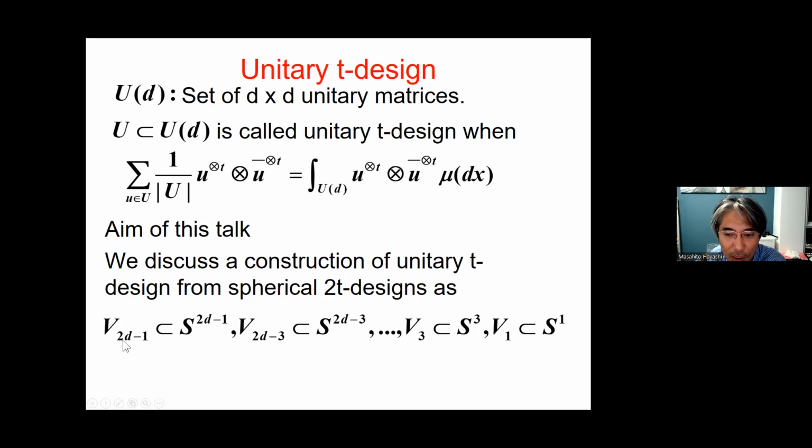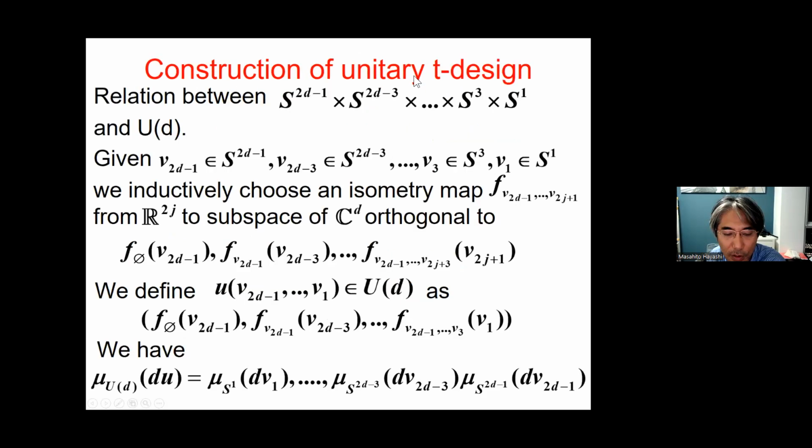So firstly, we choose a 2d minus 1 dimensional sphere and a subset. This is a 2T design, and the next one is the 2d minus 3 dimensional sphere, and we take that subset, and so on in this way. So from this sequence of 2T designs, we want to construct a good unitary design, but this is not so easy. So now we want to consider that problem.